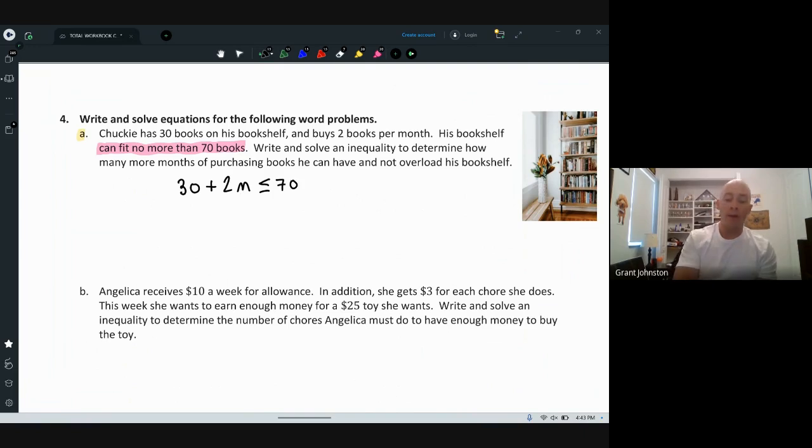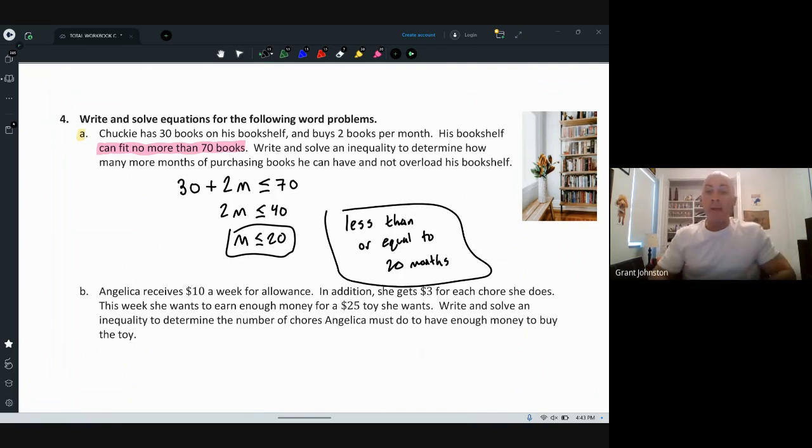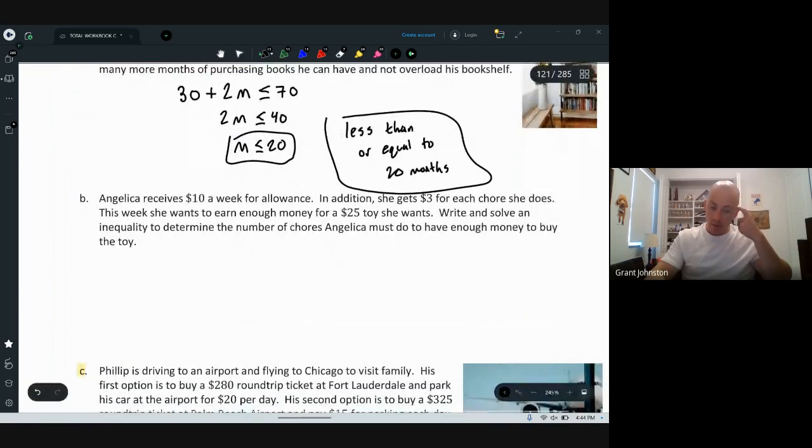And then we solve. So I would subtract 30 from both sides. Divide by 2. I guess if I wrote this out, I would say less than or equal to 20 months. So he can keep adding. If he keeps adding 2 per month, he can only continue to do this for 20 or less months. I'll let you do B. I'm going to do C.